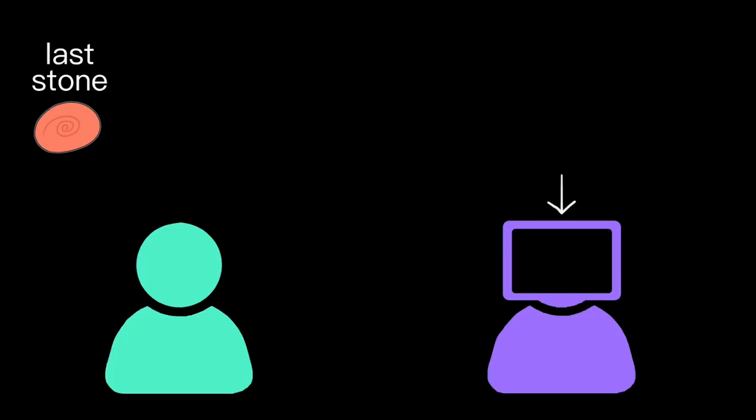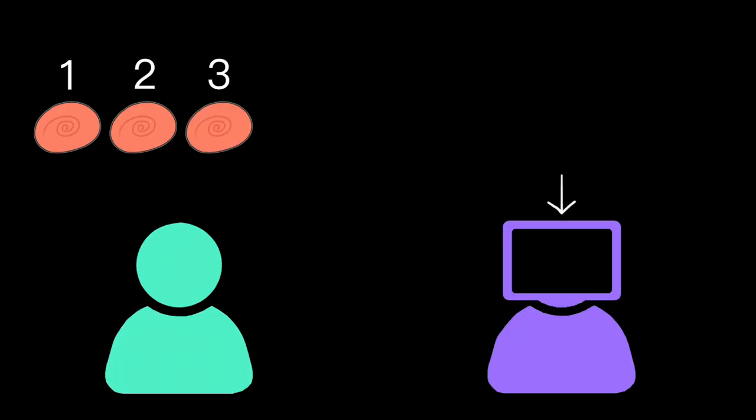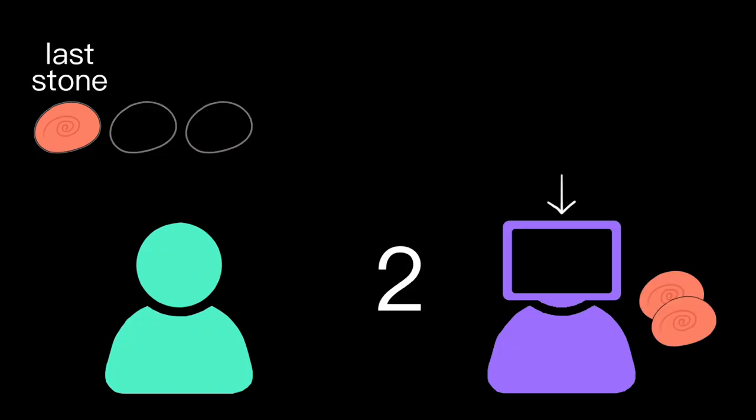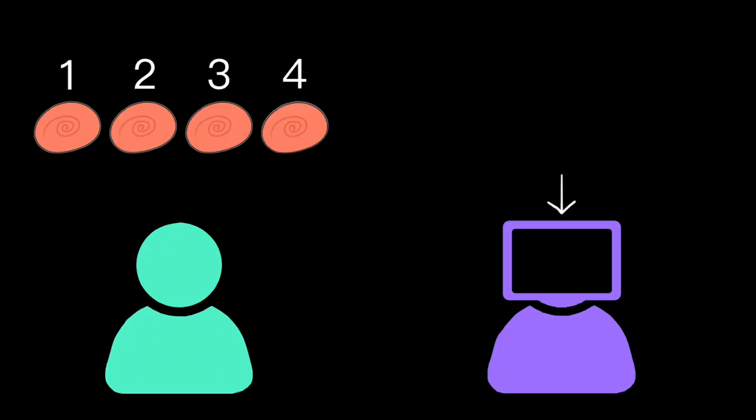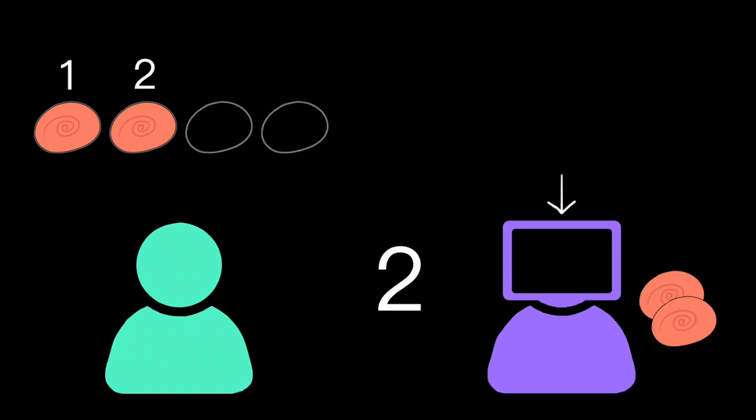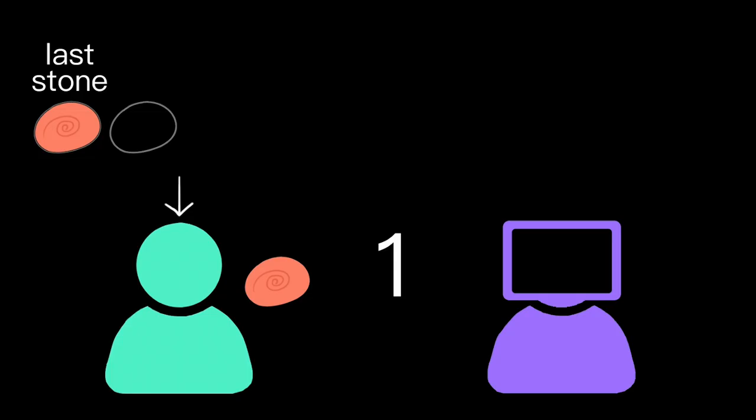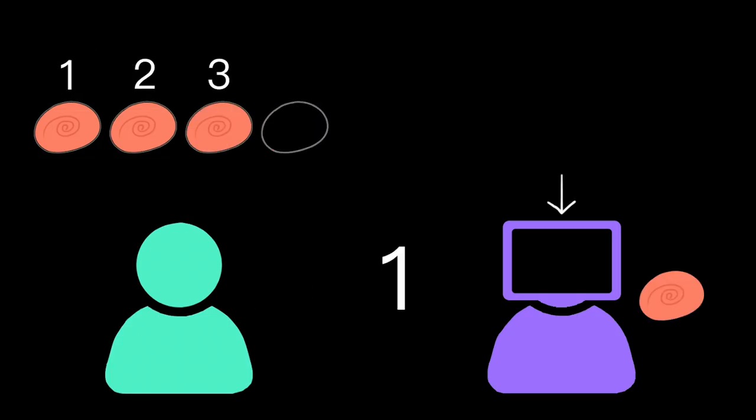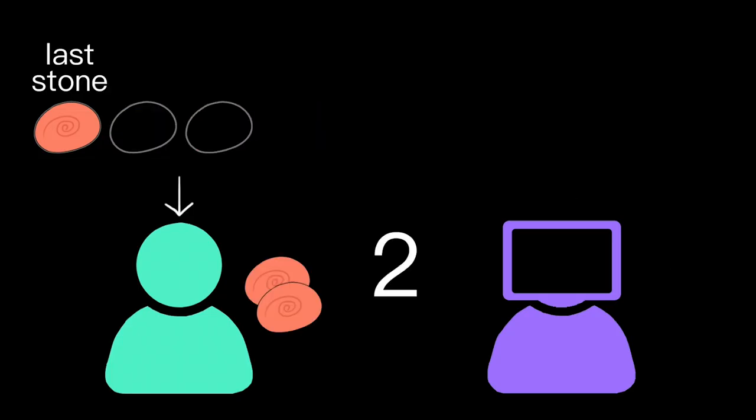If there's one stone remaining, then the computer has no choice but to pick one. If there are two stones remaining, its best option is to pick one stone, so it leaves the opponent with the last stone. Similarly, if there are three stones, it should pick two. But what if there are four stones? It seems like no matter what you pick, you're kind of in a bad position. Because if you pick two, then your opponent can pick one and leave you with the last stone. But if you pick one, your opponent can pick two and still leave you with the last stone.